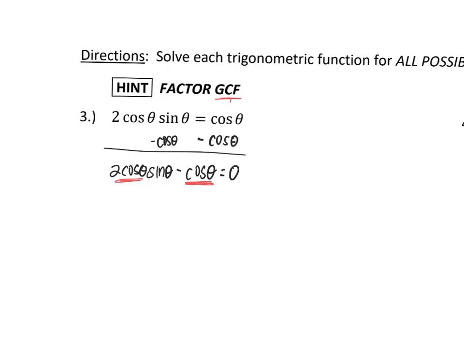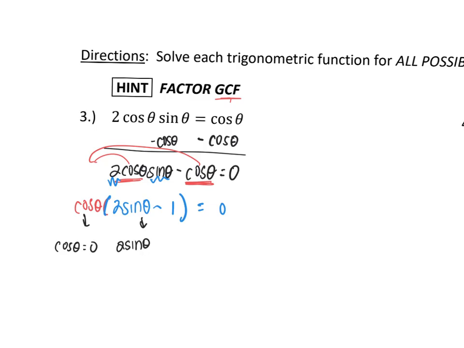Well, cosine is in both of them. So I'm going to factor out cosine. And I'm left with 2 sine theta minus 1 equals 0. And then now I have two factors, this times that must equal 0. So I can set both of these equal to 0. Cosine theta equals 0. And then 2 sine theta minus 1 equals 0.